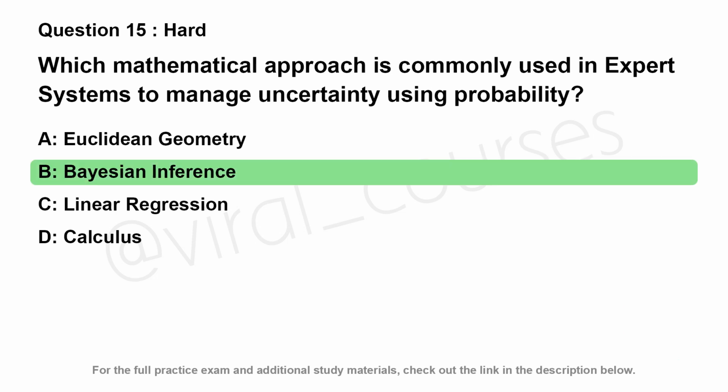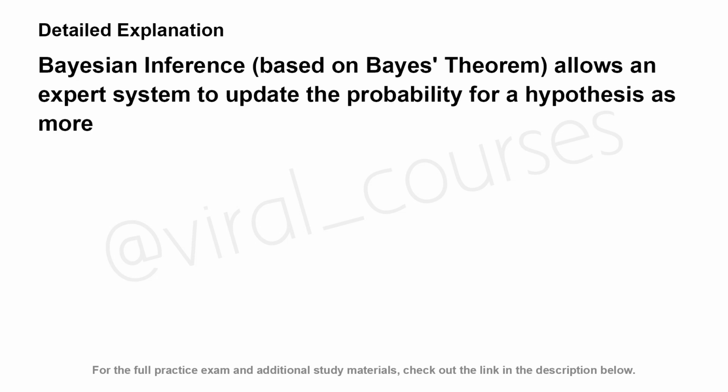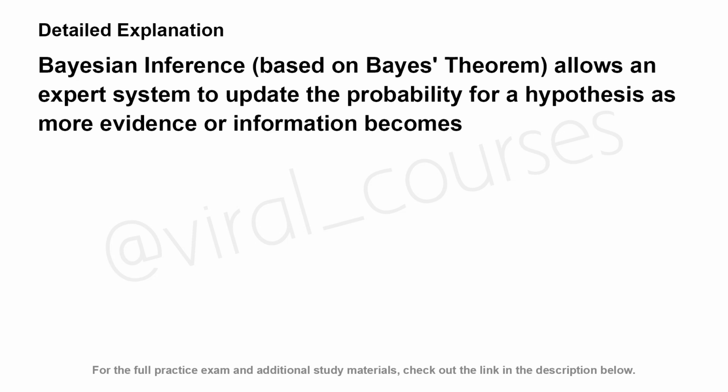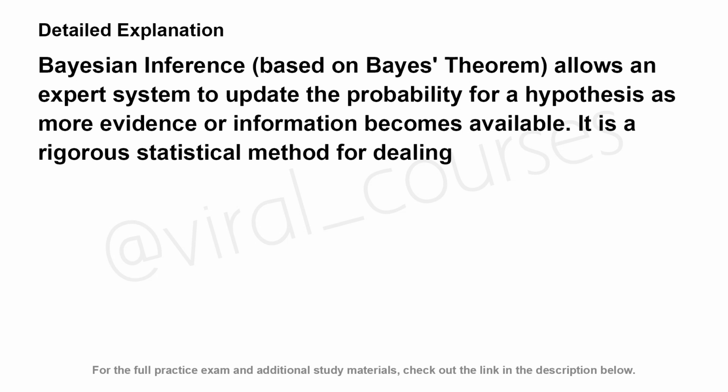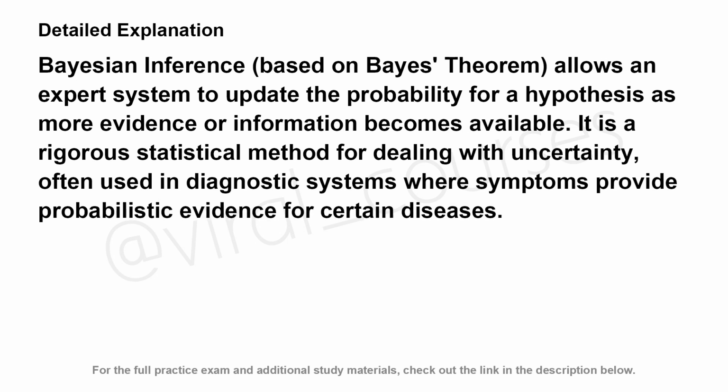The correct answer is B. Bayesian inference, based on Bayes' theorem, allows an expert system to update the probability for a hypothesis as more evidence or information becomes available. It is a rigorous statistical method for dealing with uncertainty, often used in diagnostic systems where symptoms provide probabilistic evidence for certain diseases.